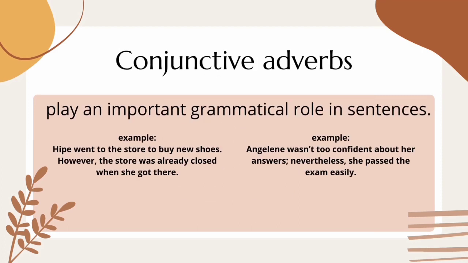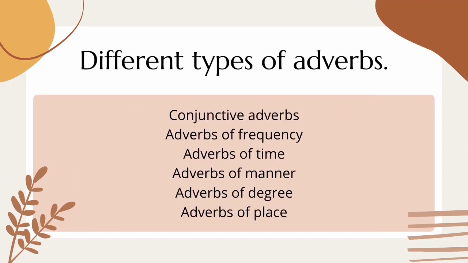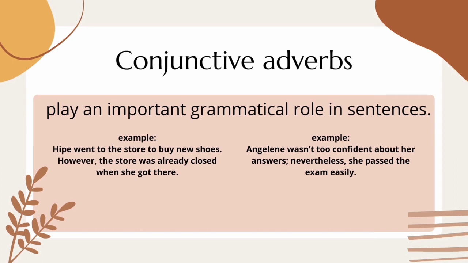Conjunctive adverbs. Unlike the other types of adverbs, we will look at conjunctive adverbs, which play an important grammatical role in sentences. Basically, a conjunctive adverb is an adverb that acts like a conjunction. A conjunctive adverb is used to connect 2 clauses or 2 sentences together. For example, Hipe went to the store to buy new shoes. However, take note, the store was already closed when she got there. So in the second sentence, the conjunctive adverb, however, tells us that this sentence is related to the one immediately before it. The adverb, however, acts like a conjunction by linking these 2 sentences together, right?